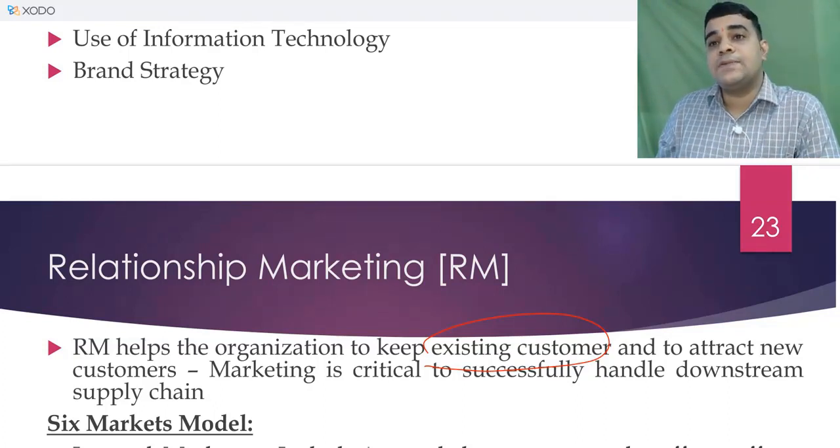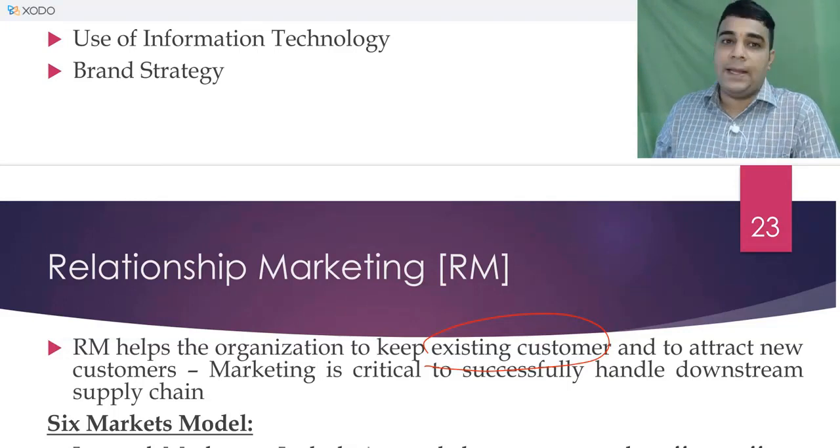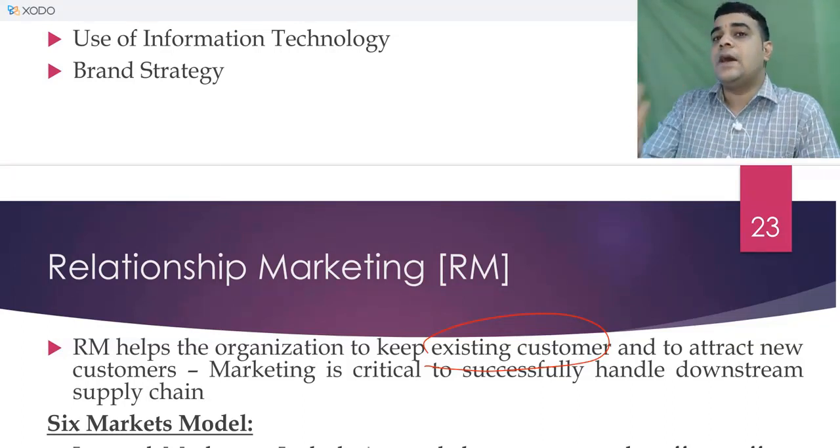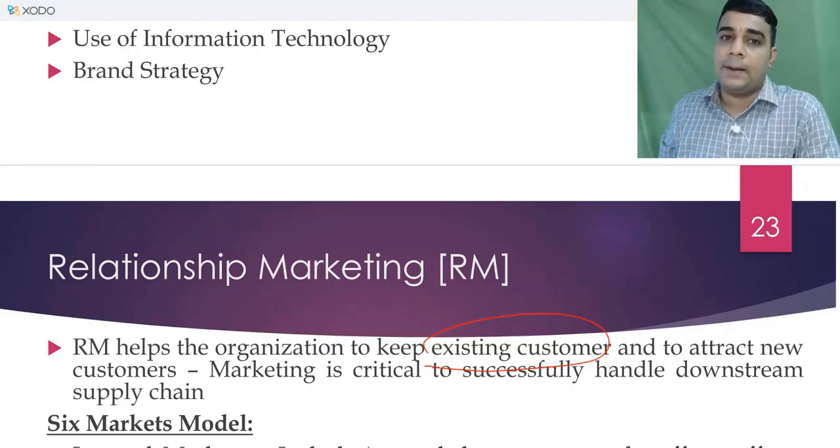Now in the 6 markets model, you will also include something called a supplier market. Basically you need good suppliers, so that if you have good suppliers, you are able to serve your customers in a better manner.